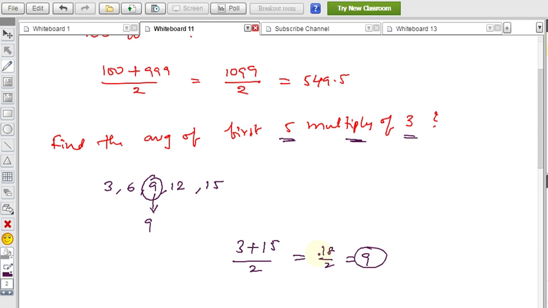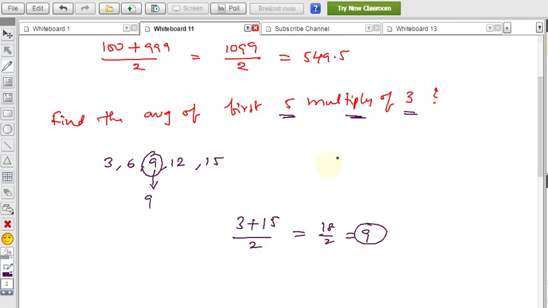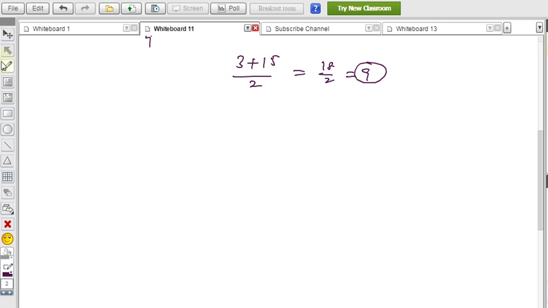Similarly, a question may be regarding multiples, and sometimes they even ask about factors. You have to find the factors and take their average. Up to here this is a simple shortcut method: first number plus last number divided by 2 gives the average for the given question.